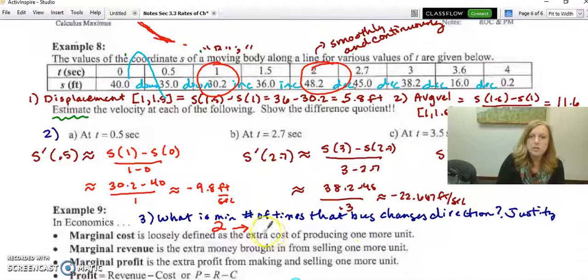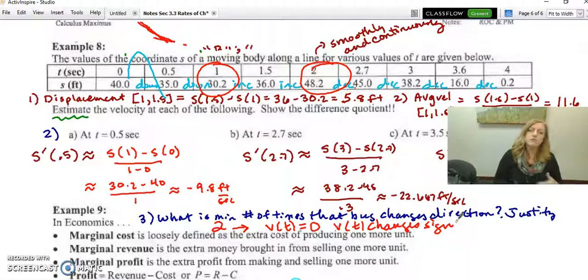Now, when you're talking about changing direction, when do we know that we've changed direction? We know that the bug changes direction when v of t, the velocity, is equal to 0. So what I'm trying to find are places where that velocity is equal to 0. I also want to find places where v of t changes sign. Because you might not know exactly where the velocity is 0, but if I know that the velocity has changed sign, and I'm smooth and continuous on my position function, then by IVT, you must have gone through 0.